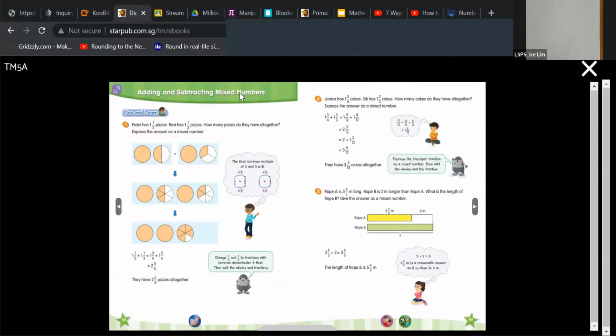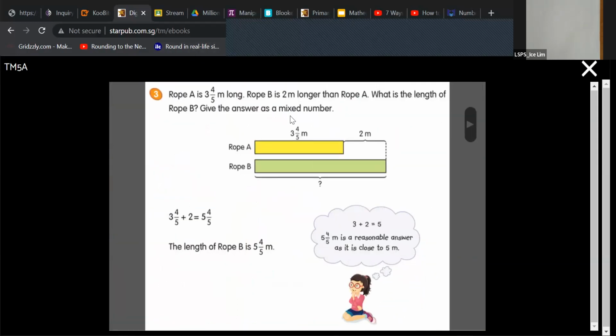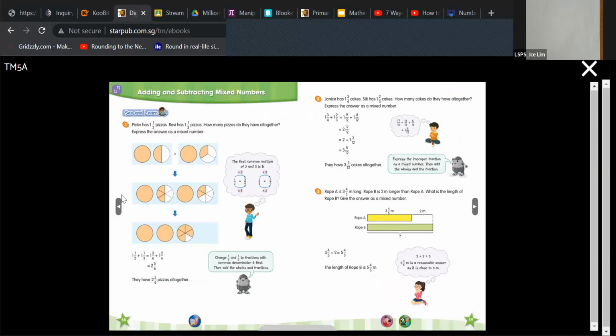And this is what we call adding and subtracting mixed numbers, on the next pages, 58 and 59. By primary 5, we are expected to be able to add in the word problem, and a question like this is worth 2 marks straight away. So 4/5 plus 2 to get 5 and 4/5 is what I should be able to do at primary 5. Okay, so what are some of the skills that we need?